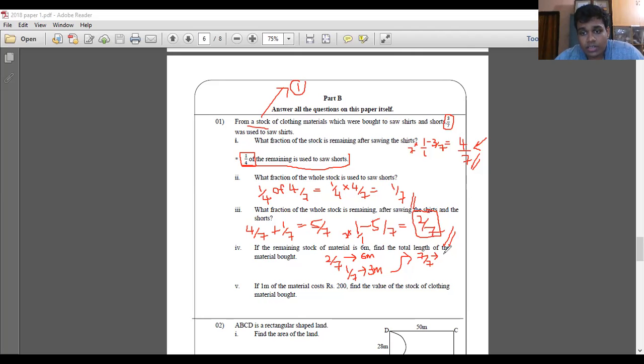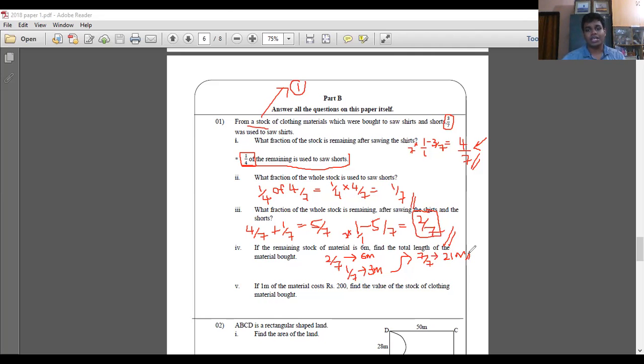So this will give you 21, yeah? 21 meters. If 1 meter of the material, so it's straight away a sum from direct proportions. It's a sum you did in your scholarship exams. 2/7 is 6 meters, 1/7 is 3 meters, and 7/7 will give you 21 meters.